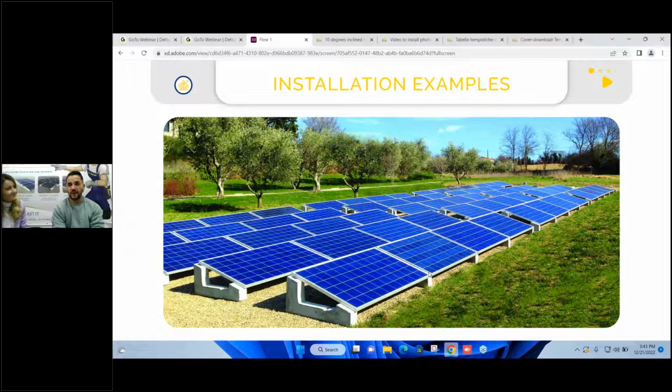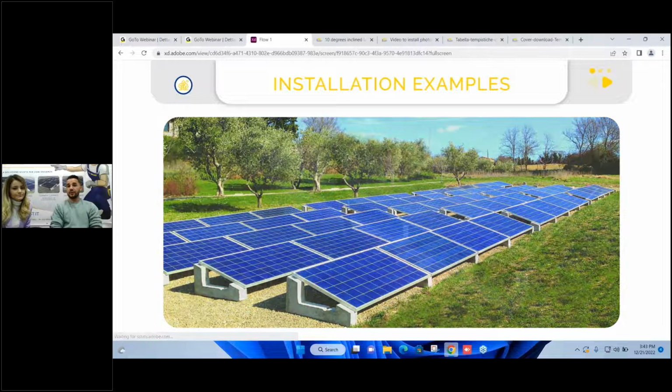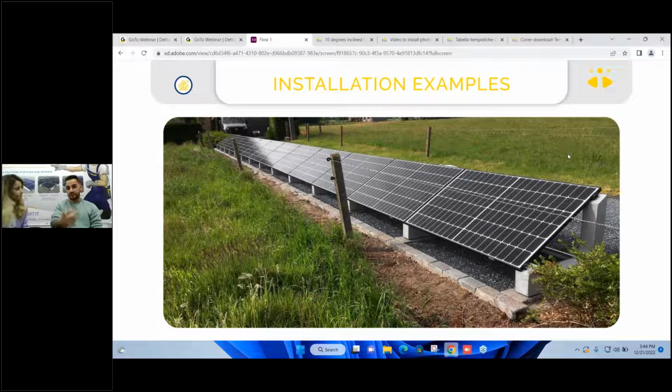You can do it in several ways. In this picture, the client decided to add gravel after the ground was completely flat, and then he placed the ballast directly on it. Some people prefer to use concrete. In this case, we have block tiles, where the client places the ballast directly, and there is no issue at all. It's like having it on a pavement roof, the same thing.